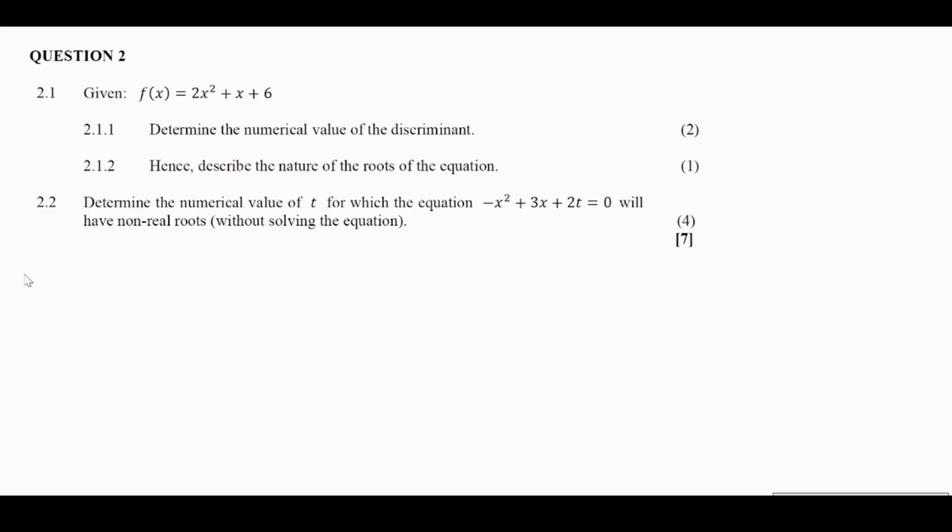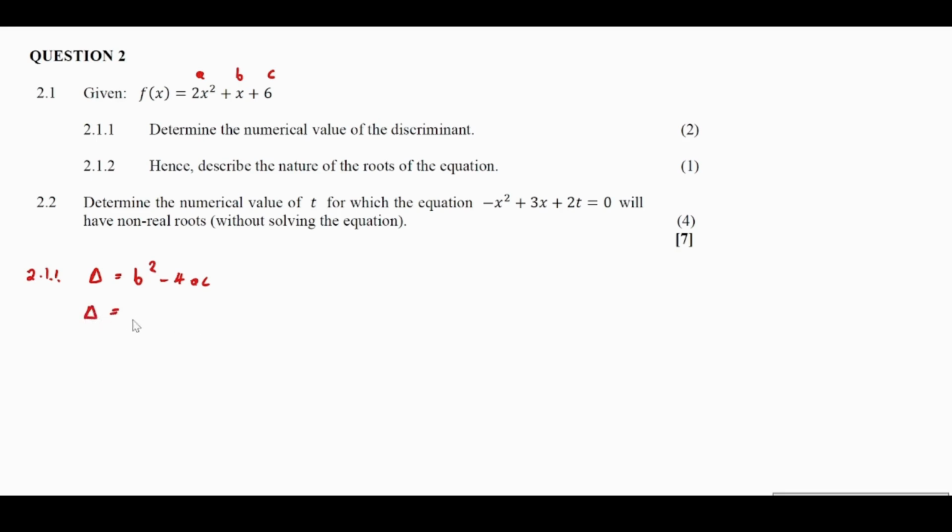So what is a discriminant? 2.1.1. The discriminant is given by delta, which is equal to b squared minus 4ac. So from this equation that we have, we know that this is a, this is b, this is c. Take the values and substitute to give us the value of the discriminant.